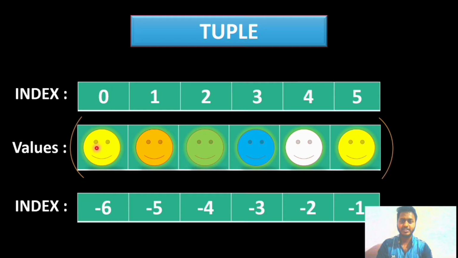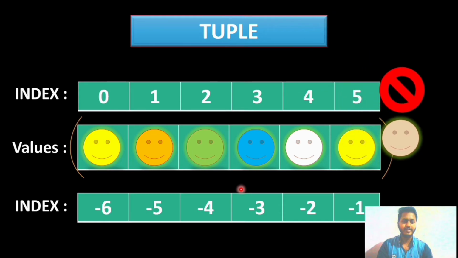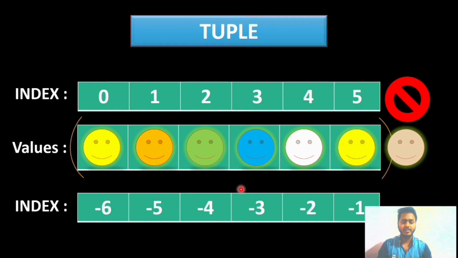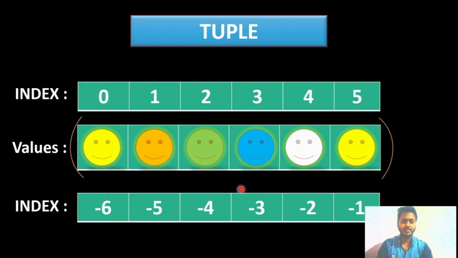Here you can see at the 0 and the 5th index I have the same value, that is the yellow smiley. So you can repeat the values. If I try to add another smiley in the tuple, it will give an error. So you can't add an element in the tuple. If I try to delete an element, then it will also give an error. So you can't add and delete elements. You can only access the elements.